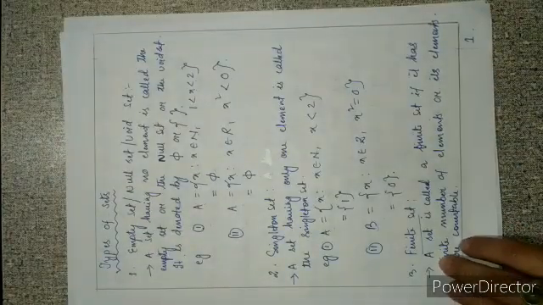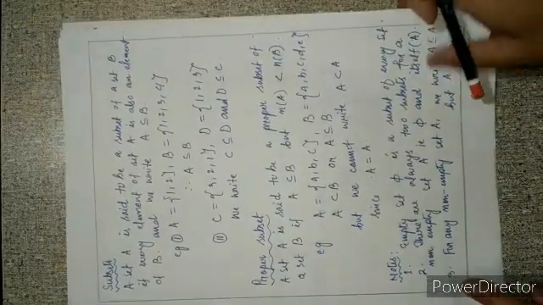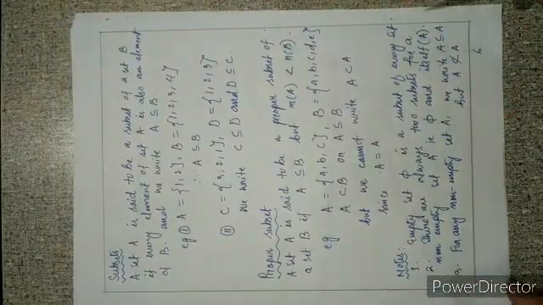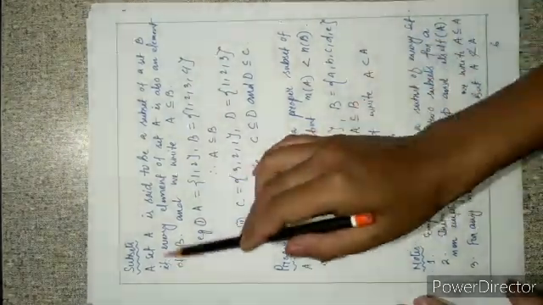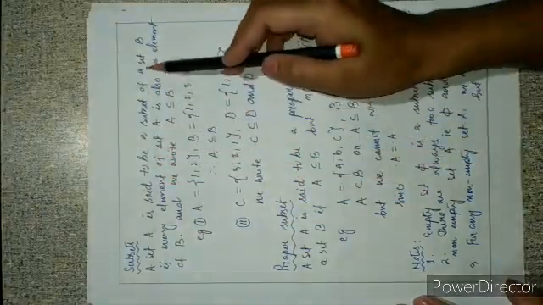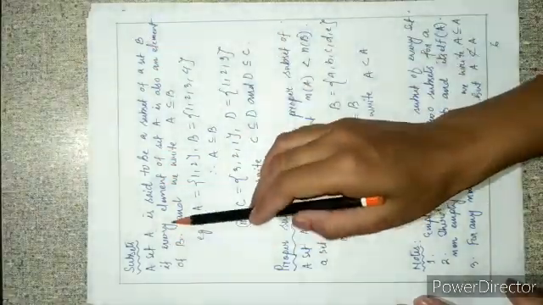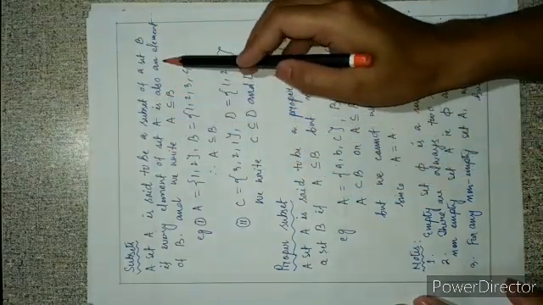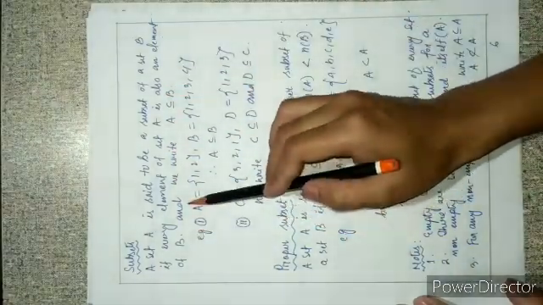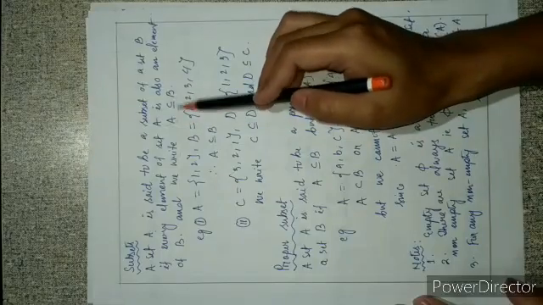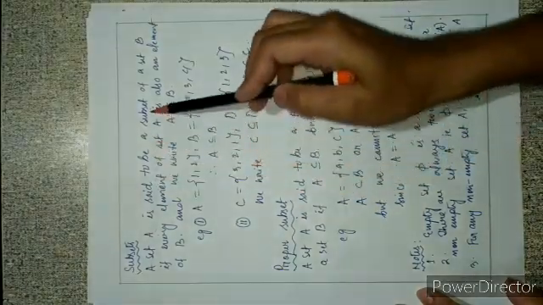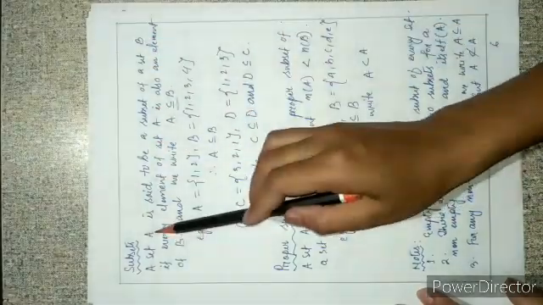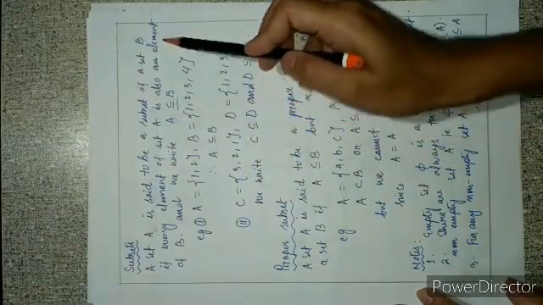Next topic is subsets. A set A is said to be a subset of another set B if every element of set A is also an element of set B, and we write A subset of B. This symbol represents subset. A set A is said to be a subset of another set B if every element of set A is in set B.